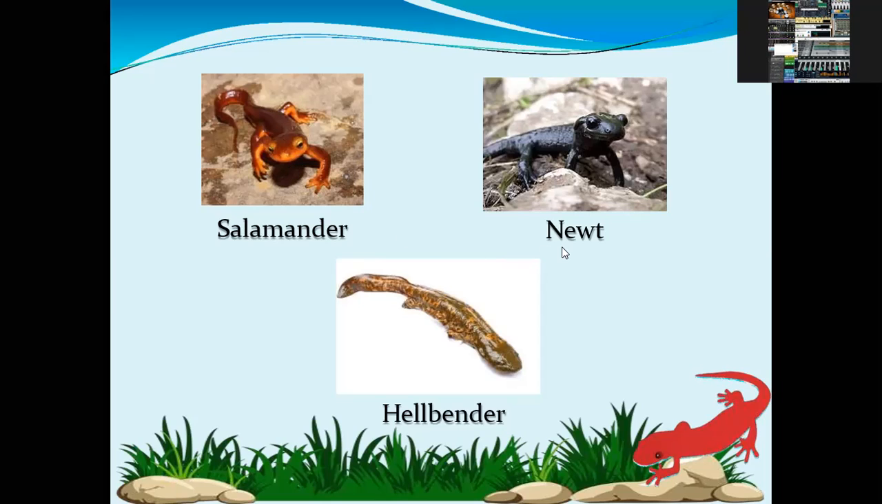Look here, newt. This newt lives in stone. Where there is stone, they live in the shadow of stone, at the corner of stone. And here is a hellbender. This is also one amphibian, the hellbender. These are a few examples of tailed amphibians.